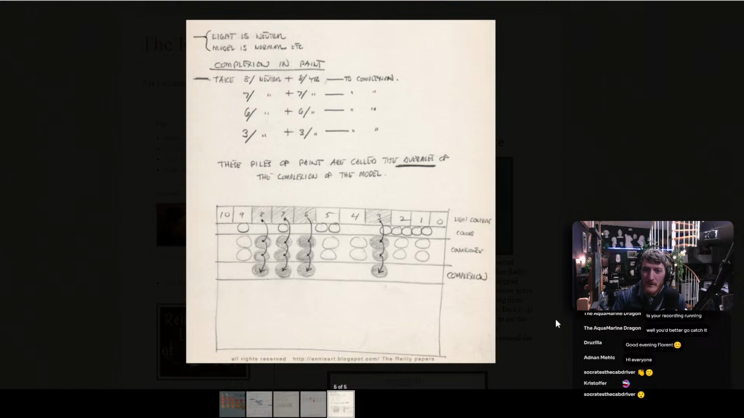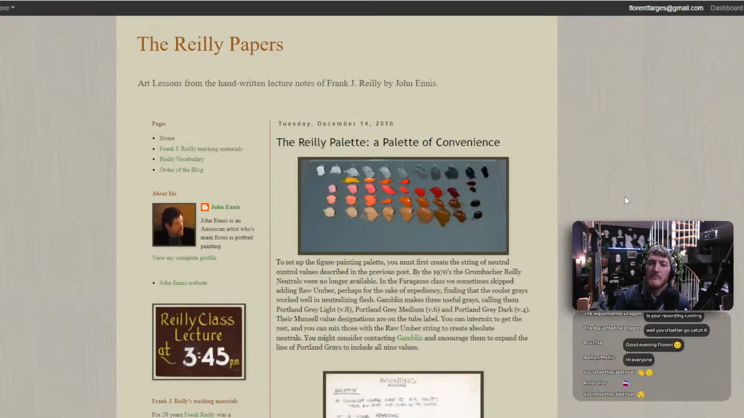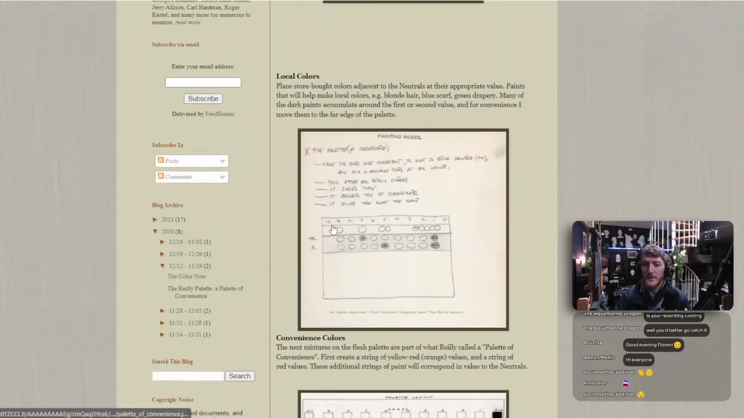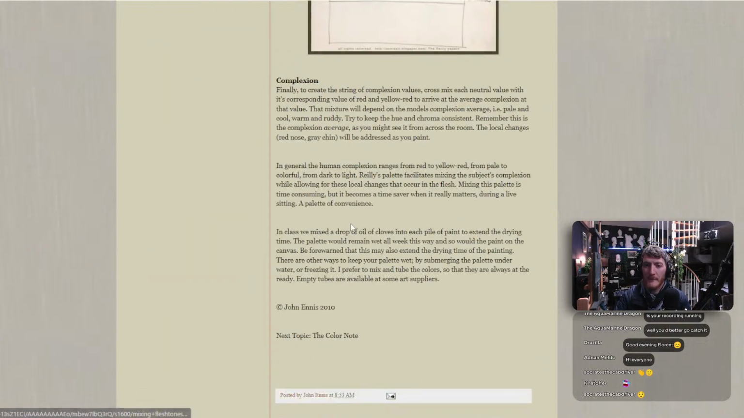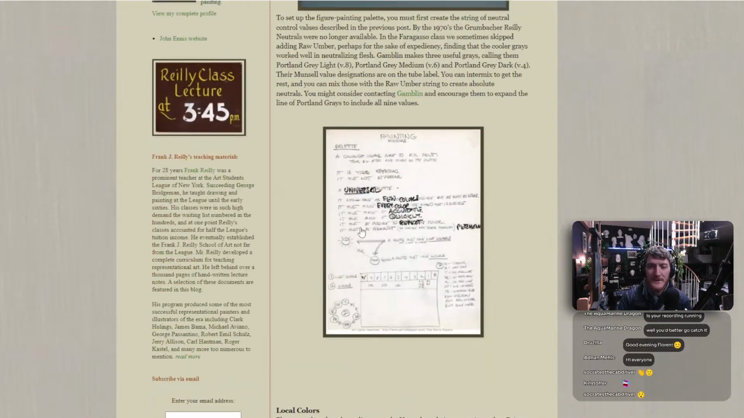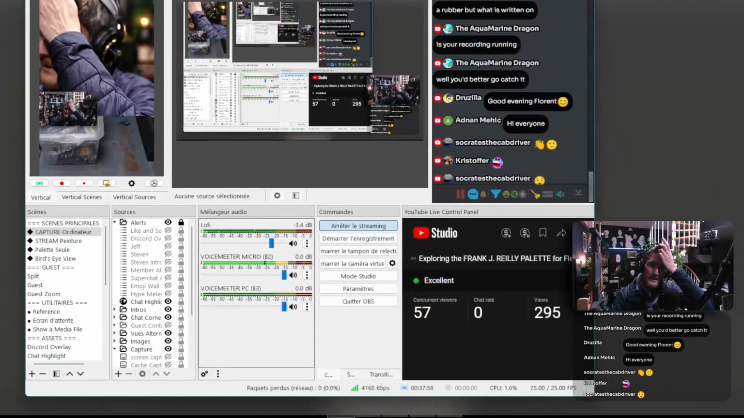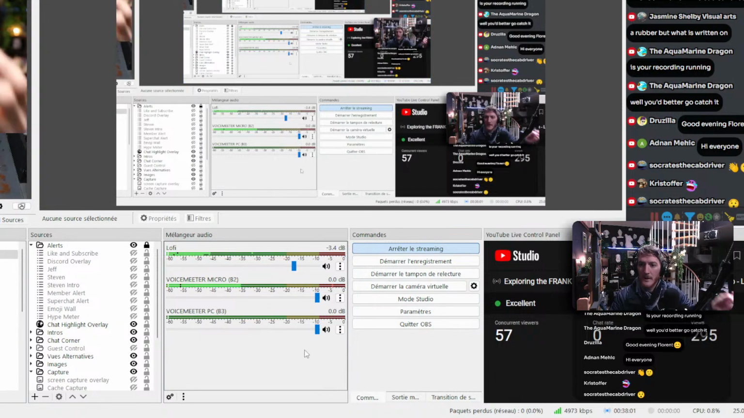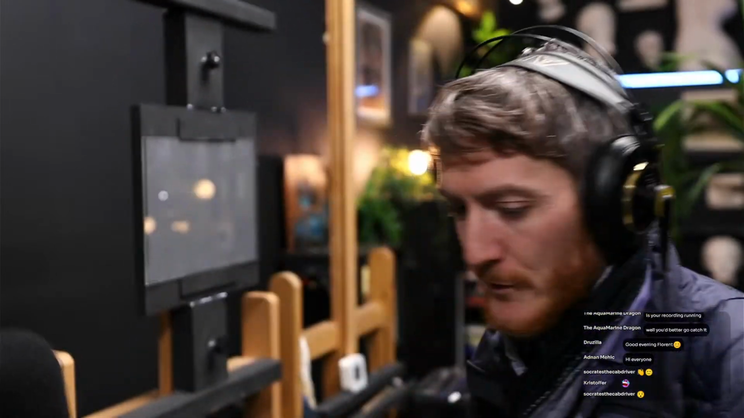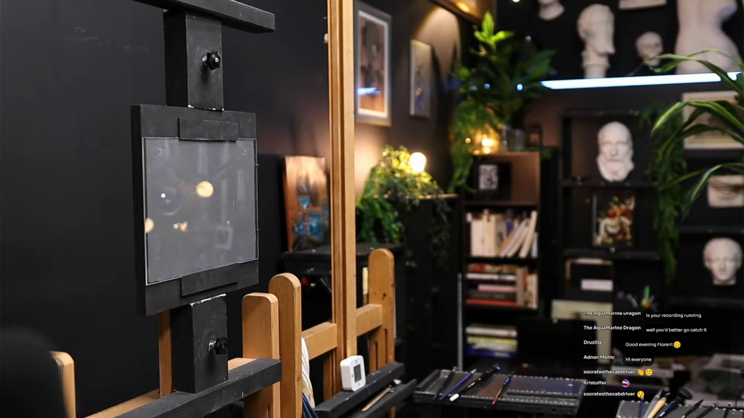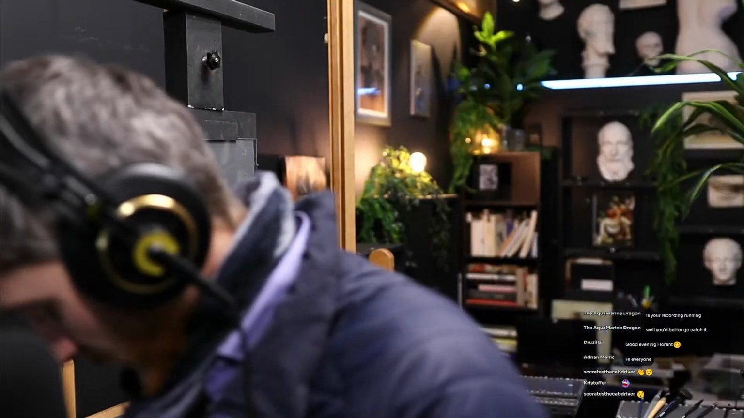Complexion in paint. It's a very scientific approach, but we'll see doing it that it's not super artistic. It doesn't feel great as an artist to paint with it. And that's probably why it's not something that I would technically use myself. But hey, does anybody have experience with this palette?